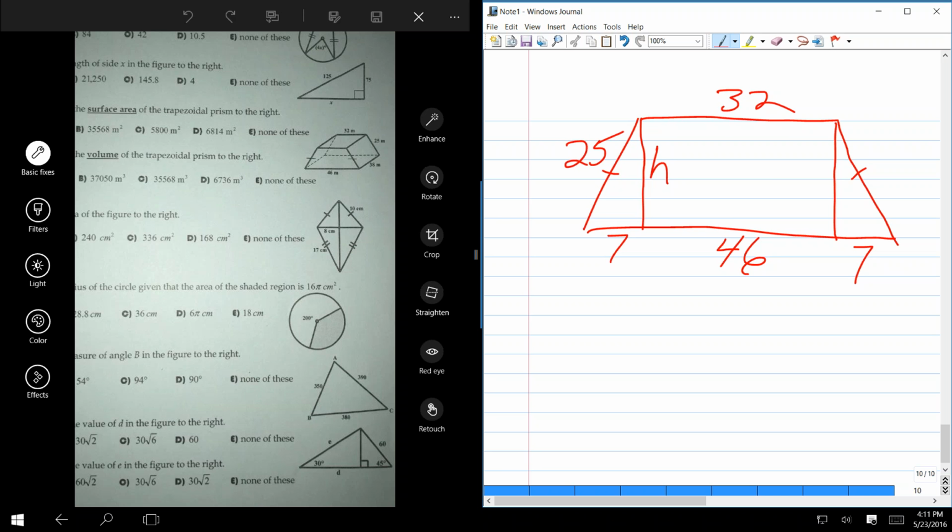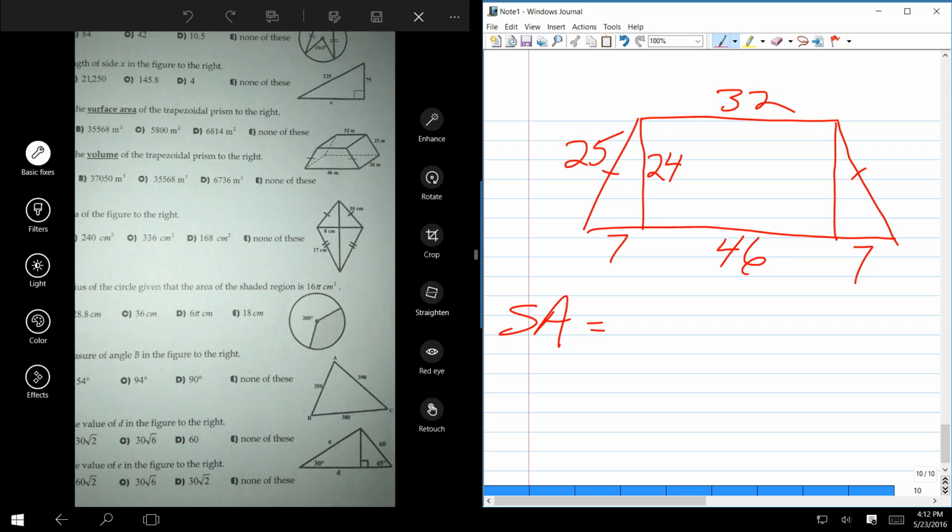Do you have your calculator in front of you? See if 7 squared plus 24 squared is equal to 25 squared, because I think there is a 7, 24, 25 triangle. Yep. Okay, so surface area is going to be what?